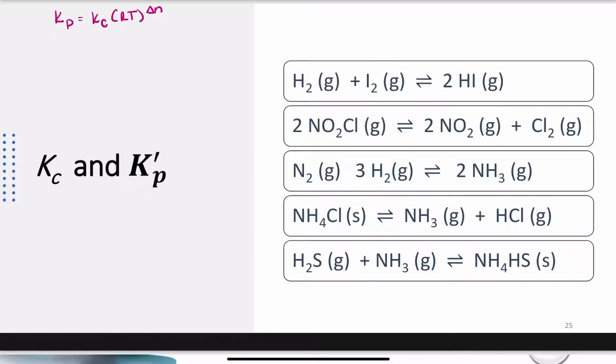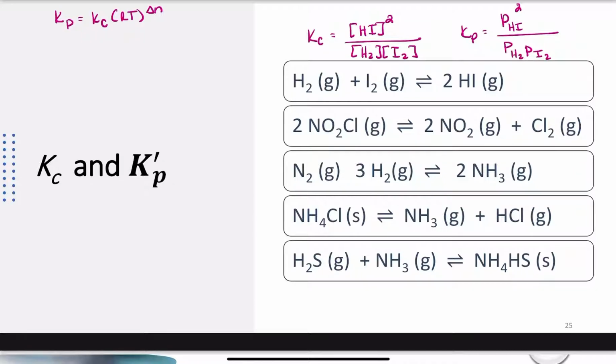For the first reaction, H2 gas plus I2 gas going to 2HI. If I was to write Kc for this, I would write the concentration of HI squared over the concentration of H2 times the concentration of I2. If I was to write Kp, I would write the partial pressure of HI squared divided by the partial pressure of H2 times the partial pressure of I2.